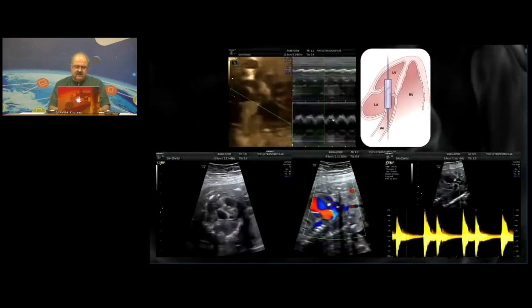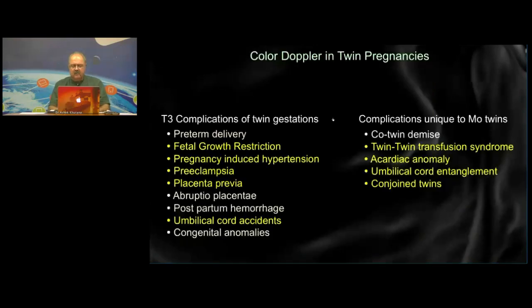Some other specific situations, and twin pregnancies is one of them. We know that you have third trimester complications in twin pregnancies, and in most of them, flow is going to help you. So in fetal growth restriction, pregnancy-induced hypertension, preeclampsia, placenta previa, and umbilical cord accidents in twins, I'm going to have to use Doppler to try and improve the outcome and to predict the outcome. Also, in monochorionic twins, in most of the complications, I'm going to have to use flow information, whether it be TTTS, the acardiac trap twin, the umbilical cord entanglement, or conjoined twins, I'm going to have to demonstrate a lot of flow to be able to quantify that pregnancy.